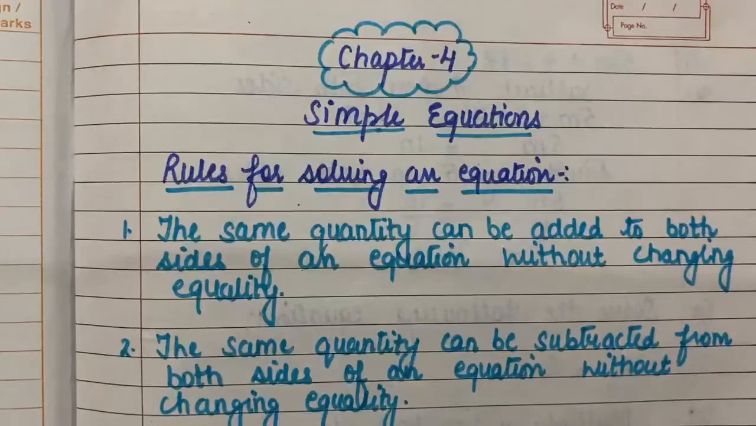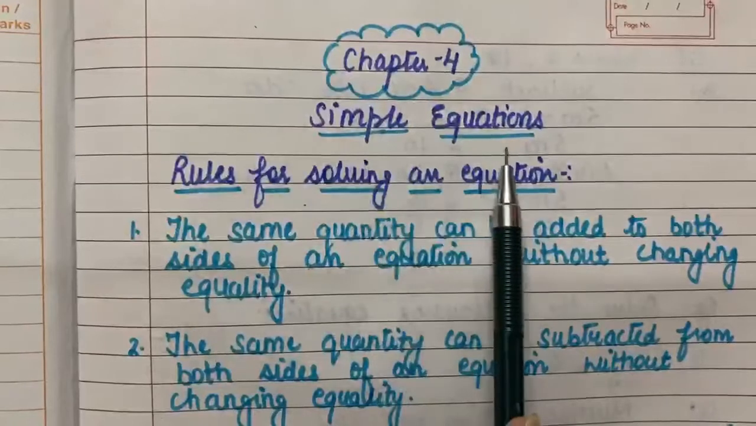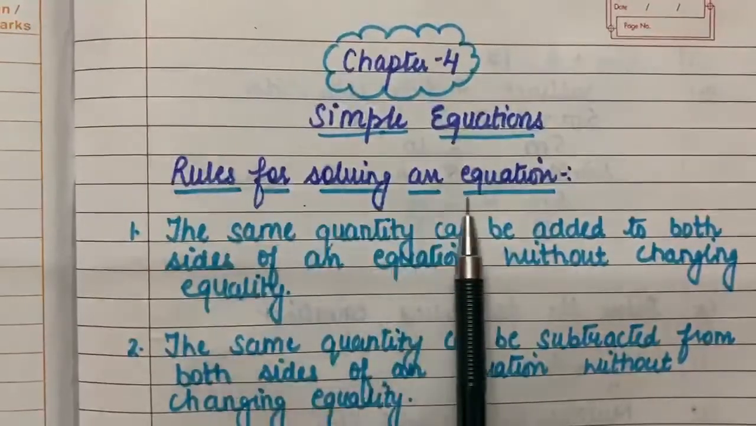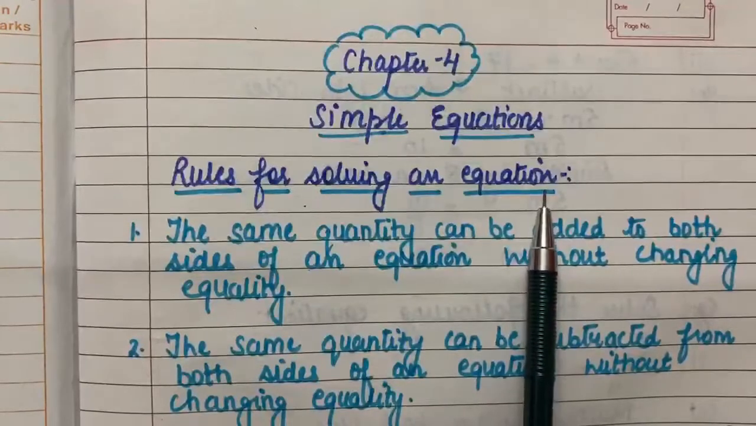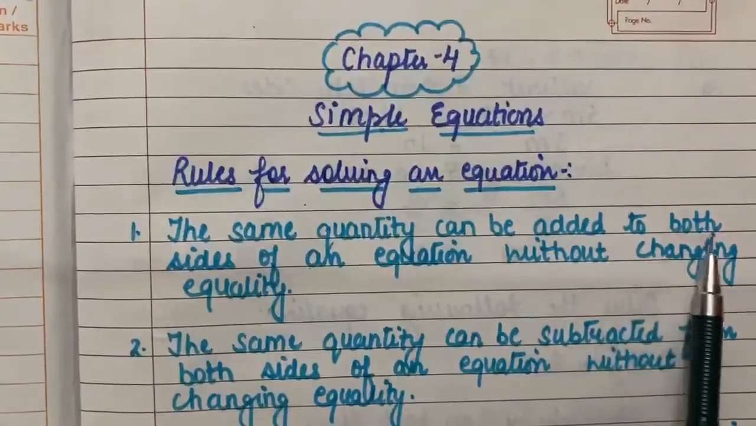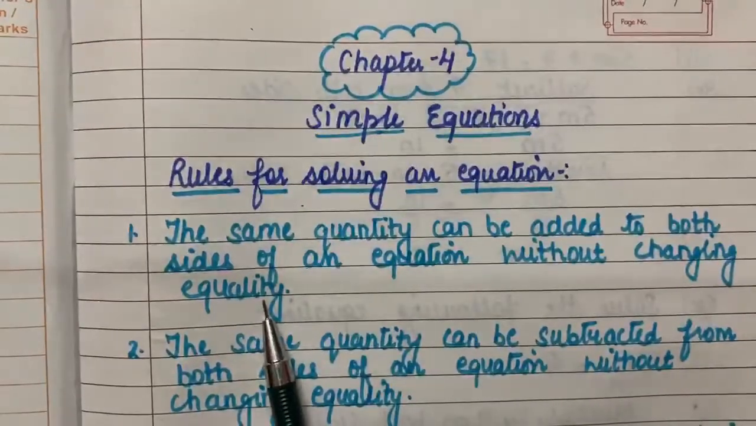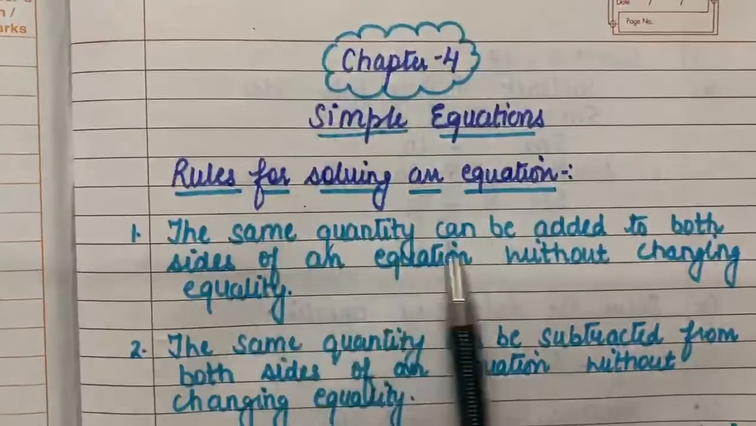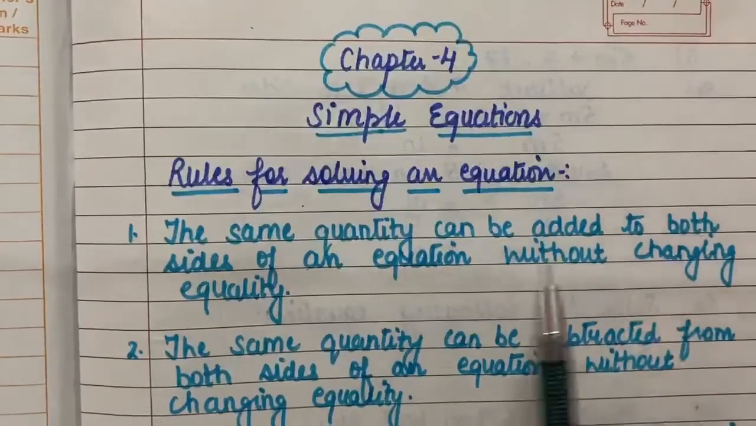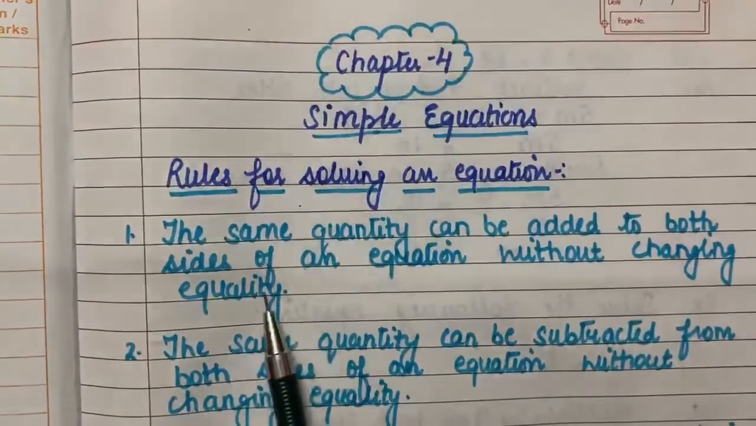Good morning, children. Today we are going to again discuss chapter 4, that is simple equations, and we are going to discuss the new topic, that is rules for solving an equation. Rule number 1: the same quantity can be added to both sides of an equation without changing equality. That means we are going to add the same number to both the sides, left hand side or right hand side of an equation, but the whole equality of the equation will not change.